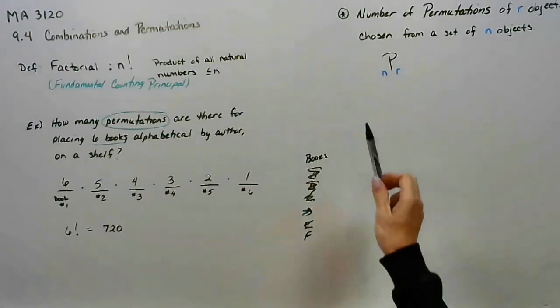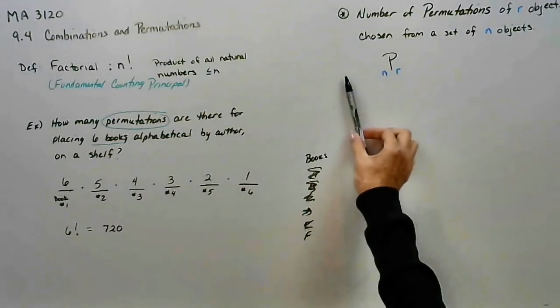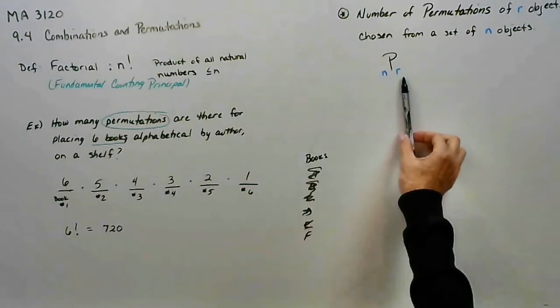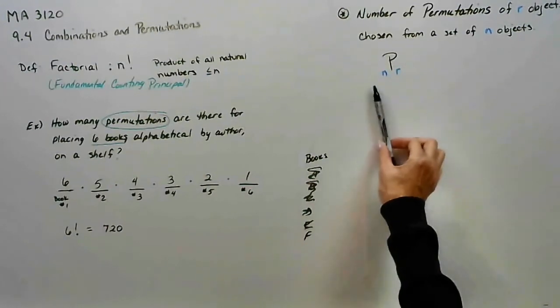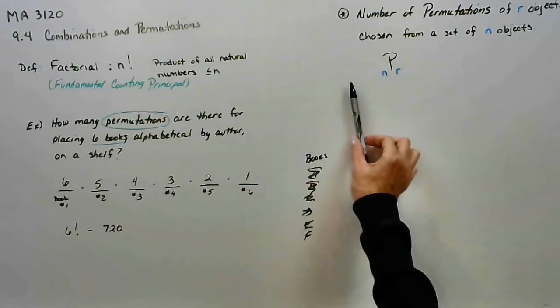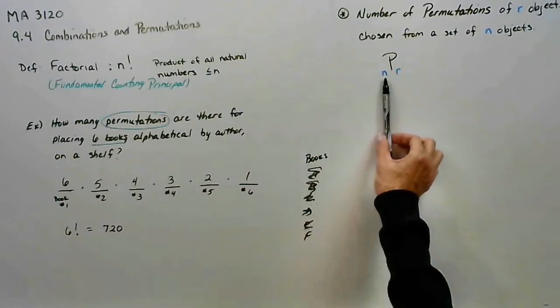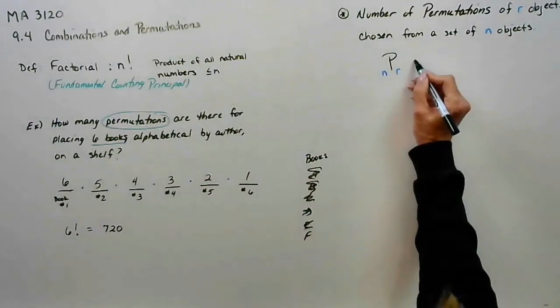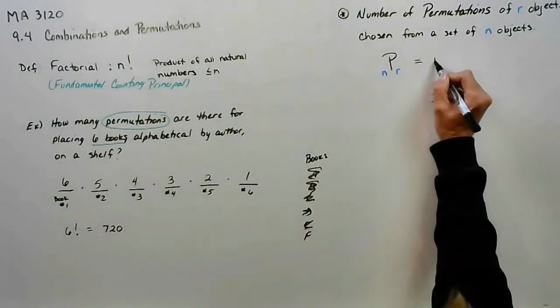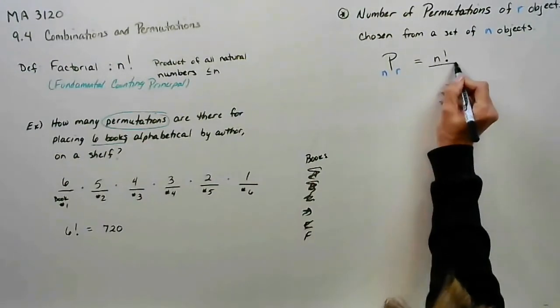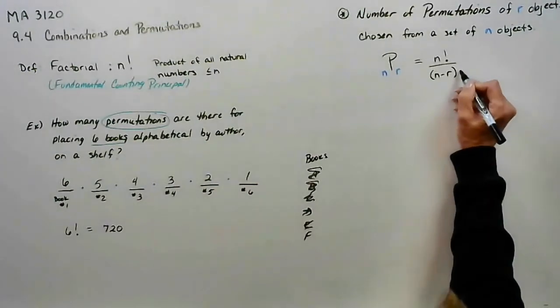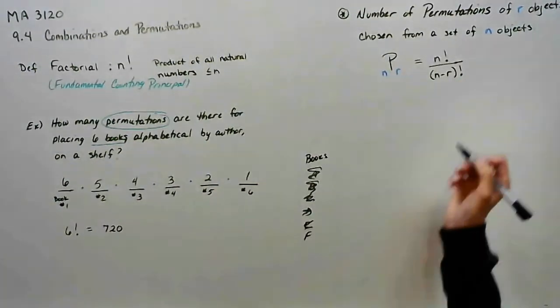And I like to have people just read left to right. We want the permutation of N objects chosen R at a time. If you want to write that in words, that might help. Permutation of N objects chosen R at a time. And if I read left to right, this is N factorial divided by the difference of N minus R factorial.